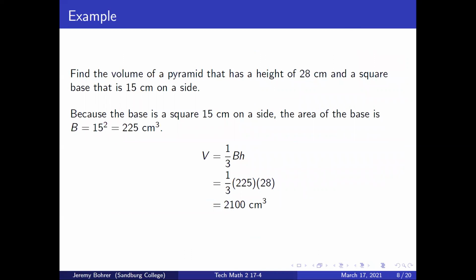Find the volume of a pyramid that has a height of 28 centimeters and a square base that is 15 centimeters on a side. Because the base is a square 15 centimeters on a side, the area of the base is B equals 15 squared, which is equal to 225 square centimeters. So the volume is 1/3 BH, which is 1/3 times 225 times 28, or 2100 cubic centimeters.